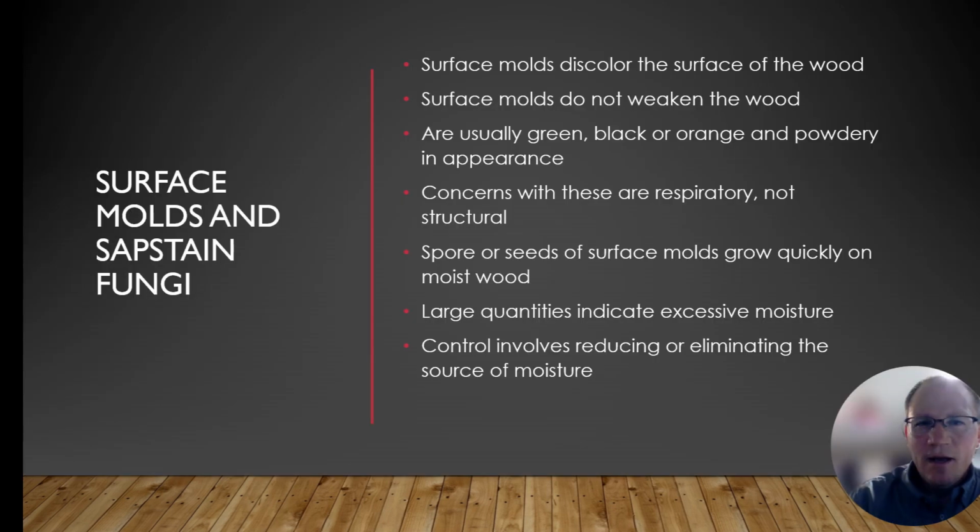I wanted to talk to you a little more about surface molds and sap-stained fungi. Surface molds discolor the surface of the wood. Surface molds do not weaken the wood, which is very important to know. Surface molds are usually green, black, and orange or powdery in appearance. Concerns with these are respiratory and not structural, and that's a big deal because a lot of people are concerned about microbial growth and how it affects the structural members of the home. The spores or seeds of surface molds grow quickly on moist wood. Large quantities indicate excessive moisture. Control involves reducing or eliminating the source of moisture.